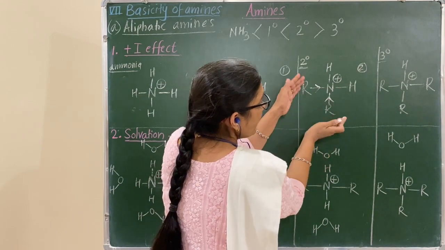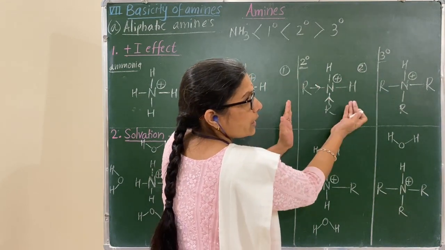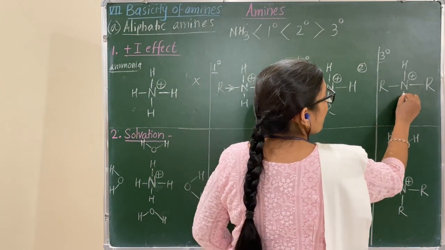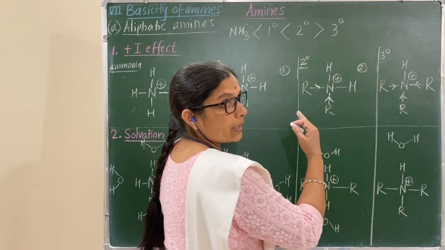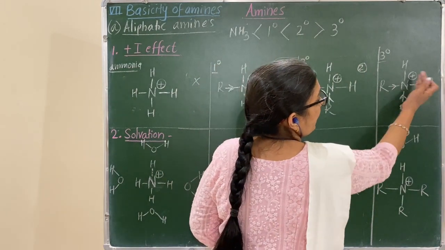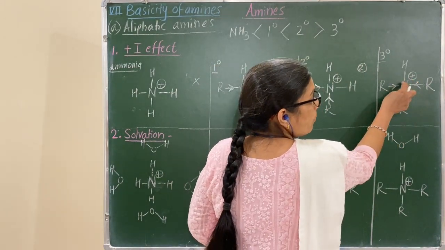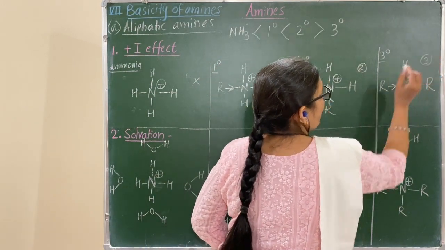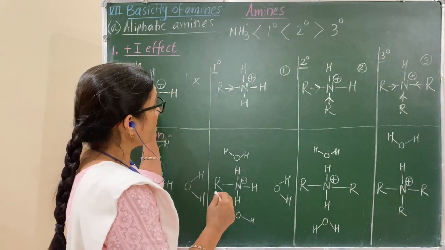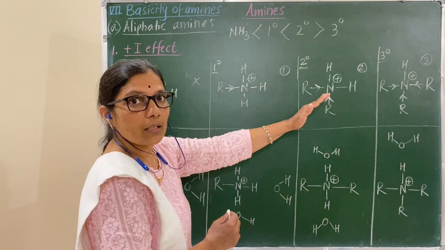It is deficient, and they donate electrons to it, so it stabilizes more. Here three electron donating alkyl groups, that is more and more plus I effect. It stabilizes this positive charge more and more. That is, here three alkyl groups. So which one will be more stable?